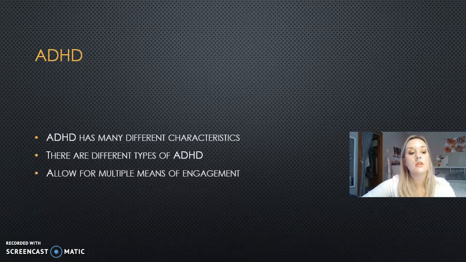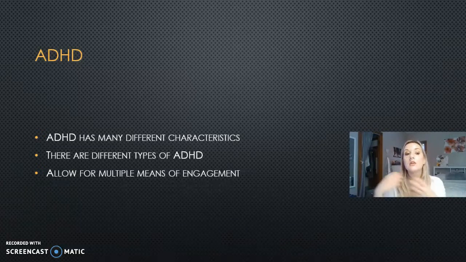And then ways to implement the universal design for learning for students with ADHD would be to provide multiple means of engagement. That way, if you have inattentive and you have hyperactive, you have different engaging points, because if a student is not engaged, they are not going to learn and you are not going to have success in your classroom.